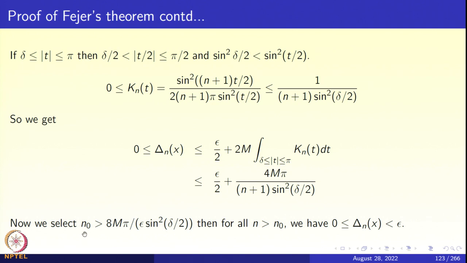Now we need to select the n naught so large that this piece is less than epsilon by 2 when n is bigger than or equal to n naught. So what is the requisite n naught? If you take n naught to be bigger than 8M pi upon epsilon sine squared delta by 2, then n bigger than n naught will imply this piece 4M pi upon n plus 1 sine squared delta by 2 will be less than epsilon by 2. So epsilon by 2 plus epsilon by 2 will be less than epsilon. So 0 less than or equal to delta n less than epsilon.